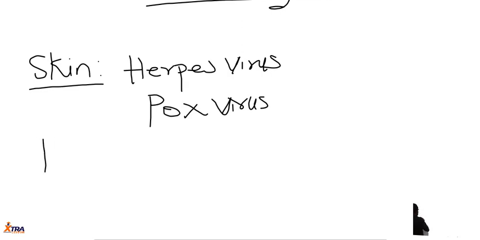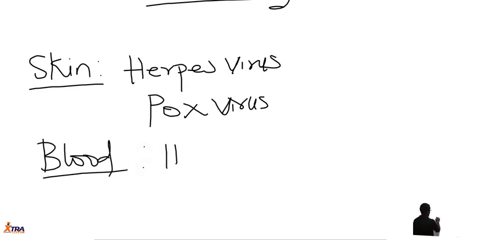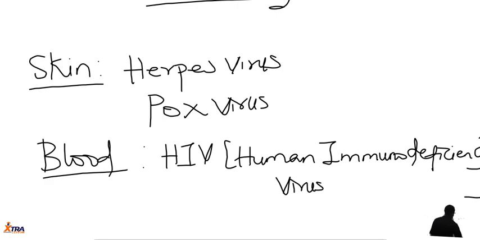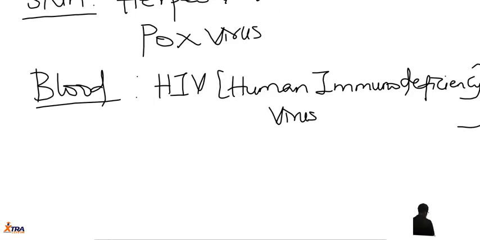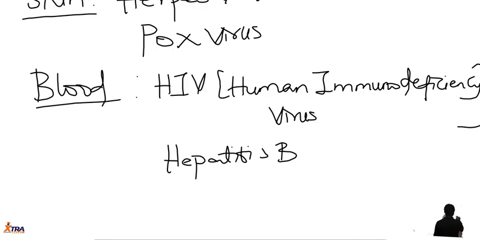Some enter through the blood. A good example of that is your HIV virus, that is your human immunodeficiency virus, and your hepatitis virus. Hepatitis virus could be hepatitis A, but in this case it's always hepatitis B virus. And they could also come into the respiratory tract.